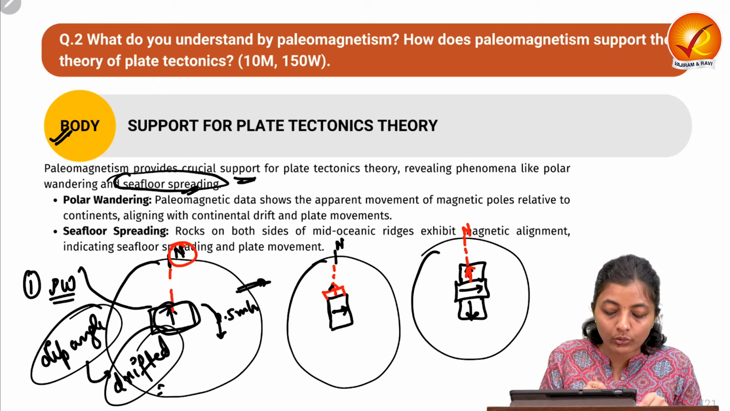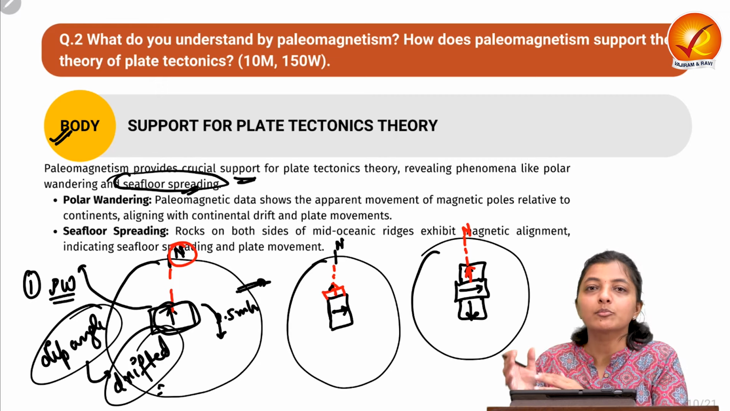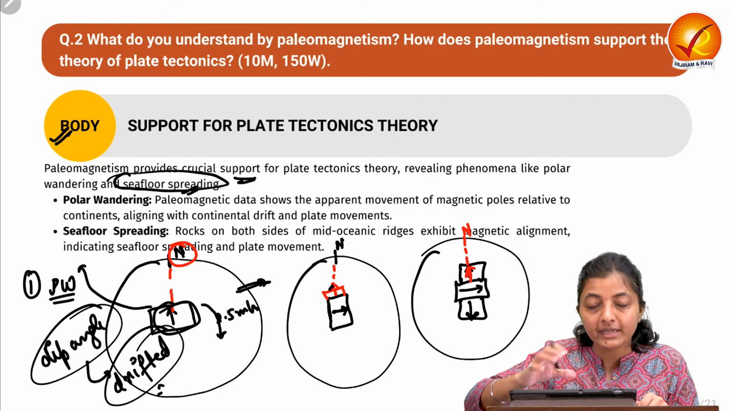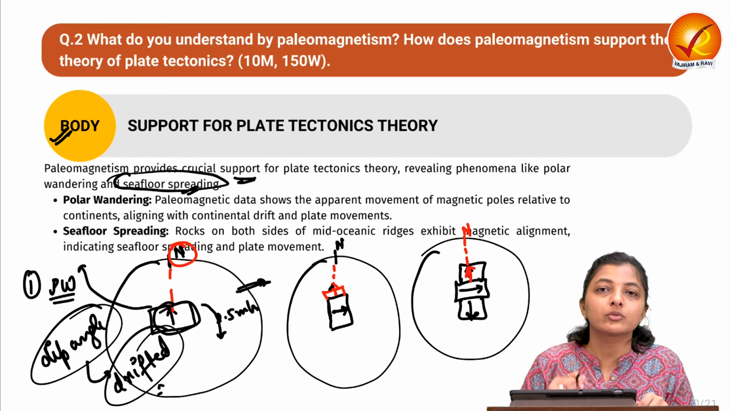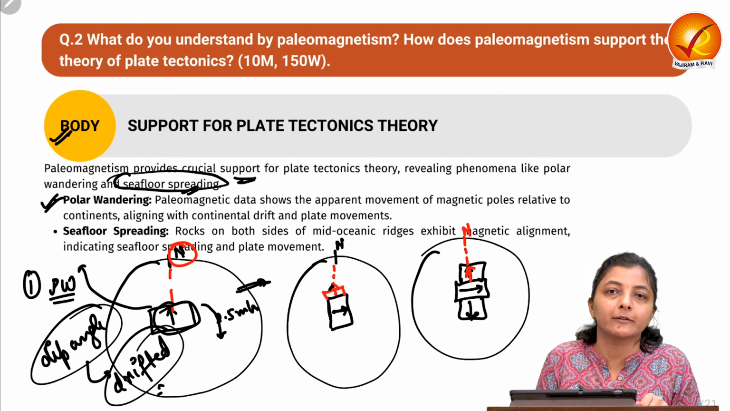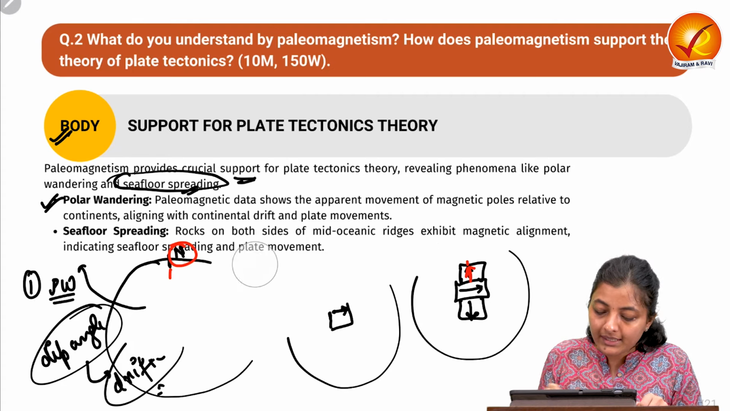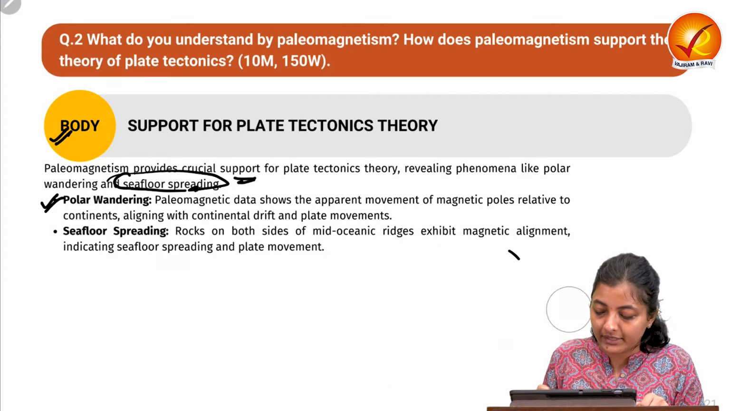time, we get to know about the information that the plates are moving. They are also rotating, they are also drifting from one place to another. So this is polar wandering theory. Okay, now the next theory is about the seafloor spreading theory.